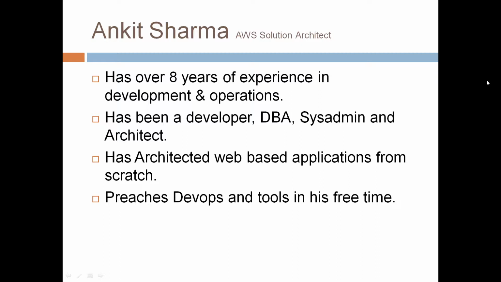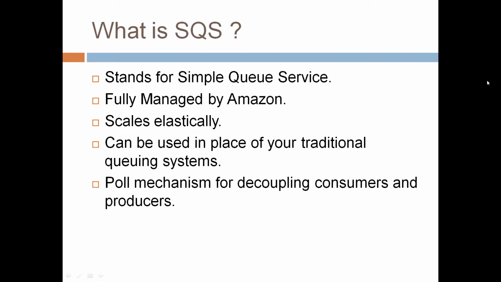Let's get started. SQS stands for Simple Queue Service. It's a fully managed service by Amazon, like other managed services like RDS, EC2, ELB. It scales as per the load and it can be used in place of your traditional queuing systems like Kafka, RabbitMQ, ActiveMQ. SQS also has a poll mechanism for consumers wherein consumers are independent of producers.